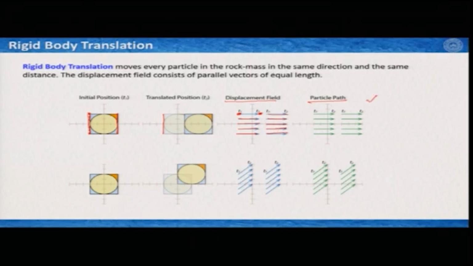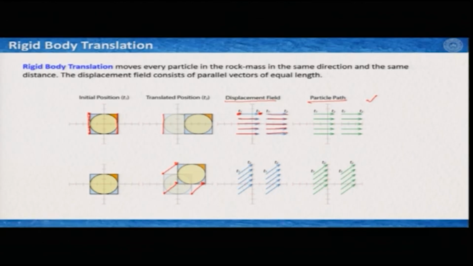The second example, it moved along the north east direction, or it moved towards the first quadrant. So, this point has moved to here, this point has moved to here, and this point has moved to here, and so on.